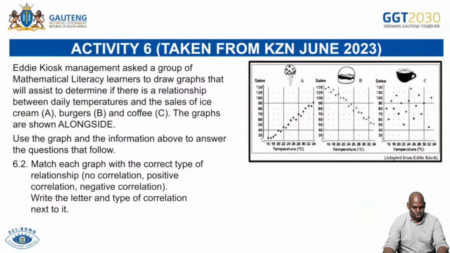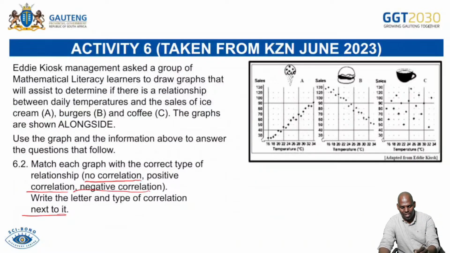And then for 6.2, match each graph with the correct type of relationship. You have to indicate which one shows no correlation. I did explain this at the beginning. Which one shows a positive correlation and which one shows a negative correlation. Write the letter and the type of correlation next to it. Okay, the letters here, we've got A, we've got B, we've got C.